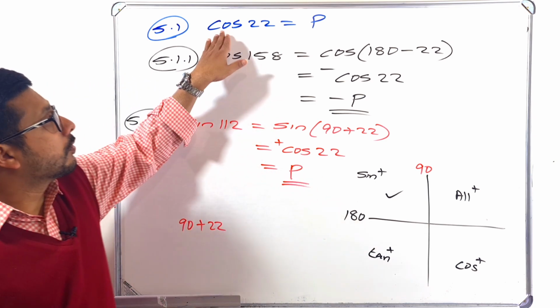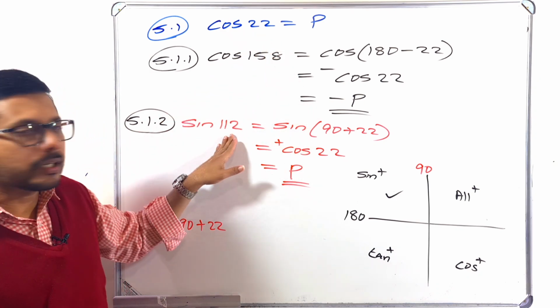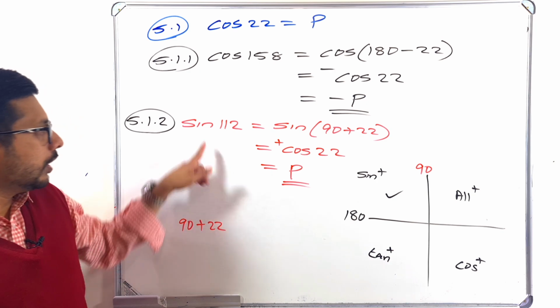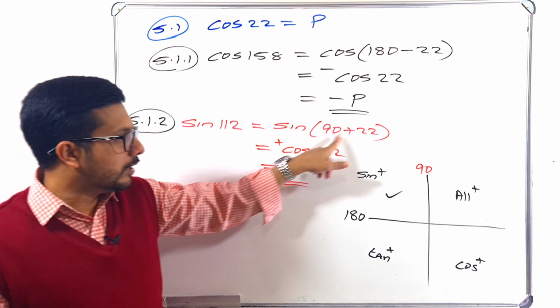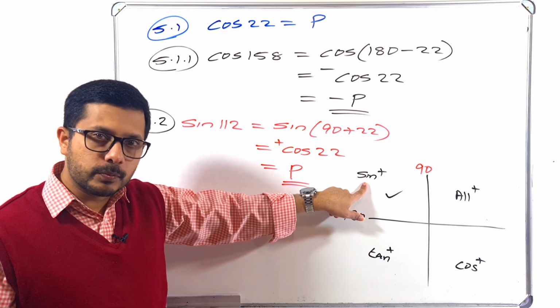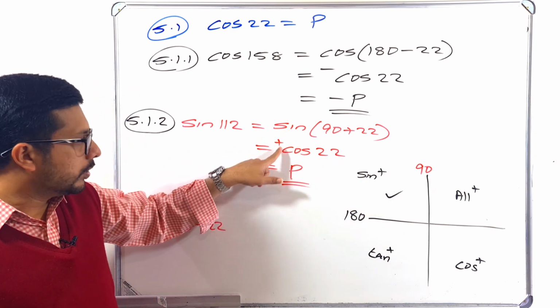Okay, so cos 22 and sine 112, same answer. The answer is P. Okay, so listen once more. 112, we wrote it as 90 plus 22. 90 plus 22 is in the second quadrant. Second quadrant, sine is positive. Here also sine, so it is positive.